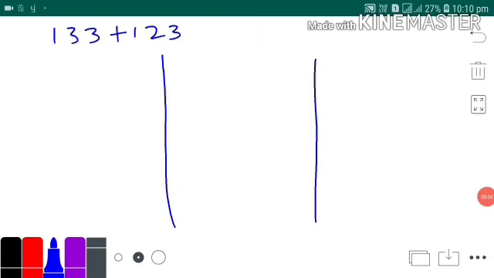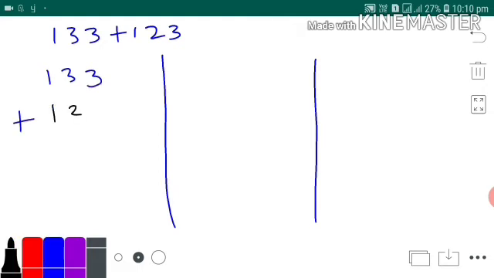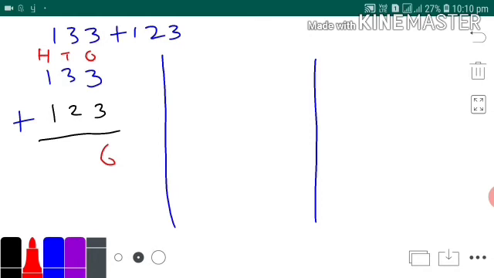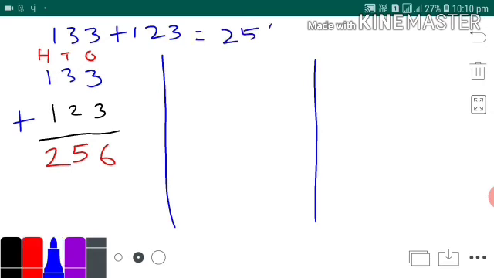Now say for example, take a 3-digit number. I am going to add 133 plus 123. So let's see what the sum is here. As you know, write the place values: ones, tens, hundreds. So what is 3 plus 3? It is 6. 3 plus 2? 5. And 1 plus 1? 2. So your answer is 256.